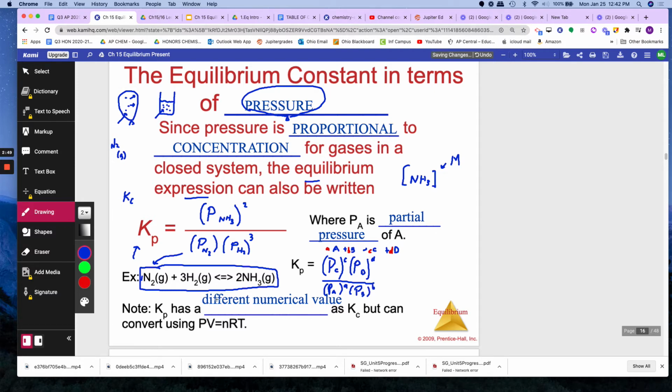Okay? Now, the actual number that you get here is numerically different than what Kc would be if you got molarity. Of course, they're different numbers. Okay? So these numbers are different. You have to calculate them. They're different. Okay?